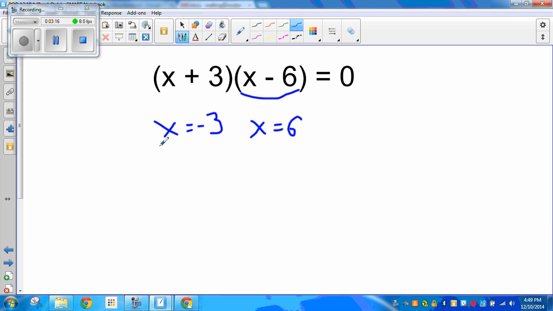Ultimately, guys, if you're stuck on these, pick some values for x, plug them in, and see what happens. I think ultimately what you'll find is that as long as the right side is 0, this x is always going to be the opposite of the number right here. For example, notice that this was a 3, and you got a -3. Notice this was a -6, and we got a positive 6. That's a pattern to keep in mind. It might help you out on a test.